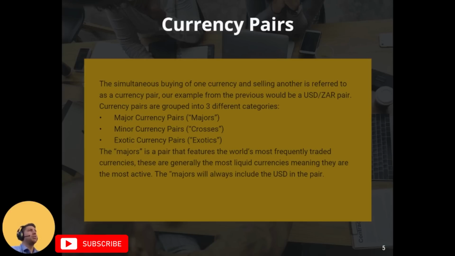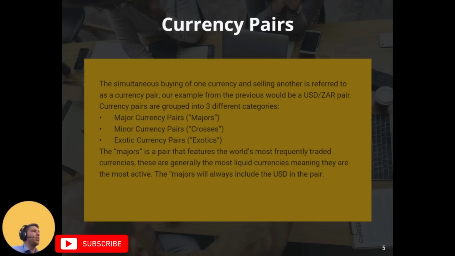Different currency pairs. The simultaneous buying of one currency and selling another is referred to as a currency pair. One example from the previous would be the USD and ZAR pair. Currency pairs are grouped into three different categories: major currency pairs, which will be known as majors, minor currency pairs, which will be known as crosses, and exotic currency pairs, which will be known as exotics.